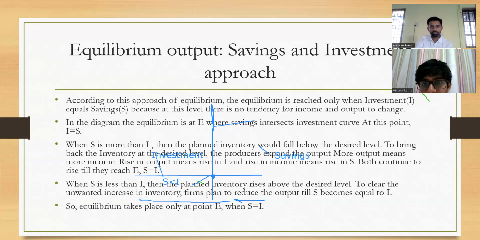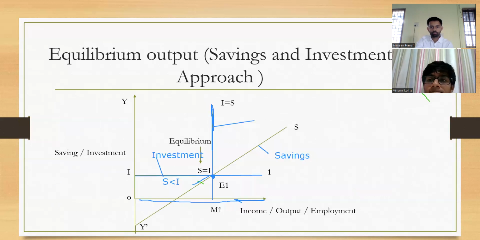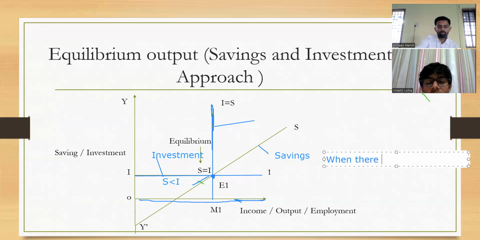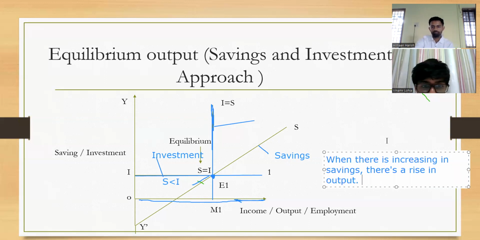To bring the inventory back to the desired level, the producers expand the output. So we know that the output is expanded on the x-axis, right? There's an increase in savings, and there's an increase in output. Is this approach there in the notes as well? Yes, this exact graph is there.